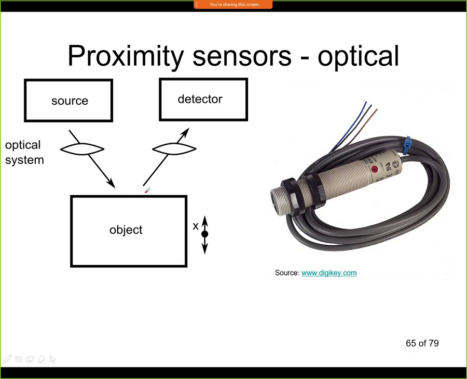Now if the object is not there, I don't see the reflection, and the output of the sensor is some signal. Now it's a proximity sensor, so the output is 1 or 0 if I see the object or if I don't see the object. So it's again not a continuous signal. The output again can be an NPN or it can be a PNP, and it can be normally open, it can be normally closed. It's exactly the same like for the other proximity sensors.